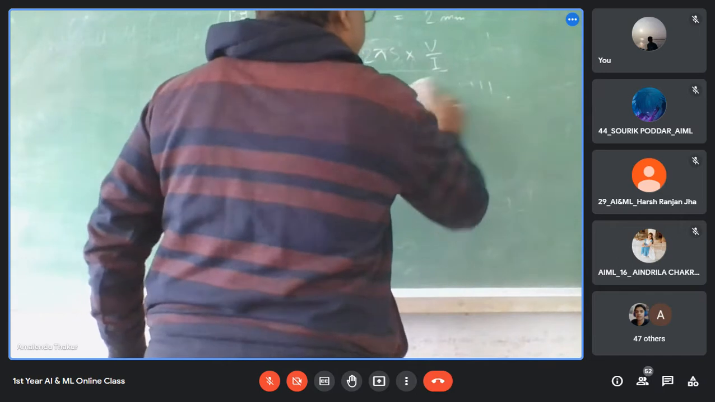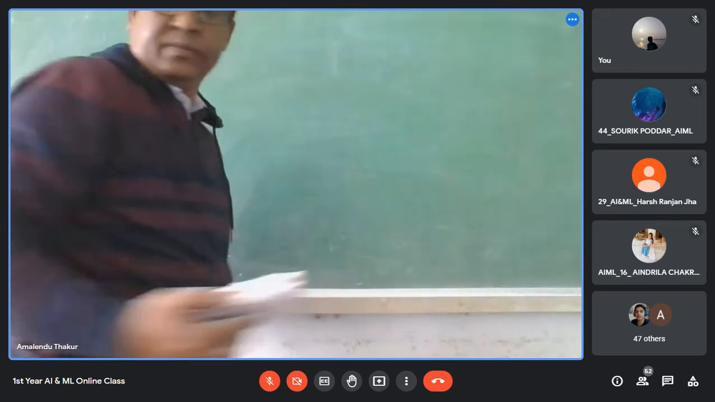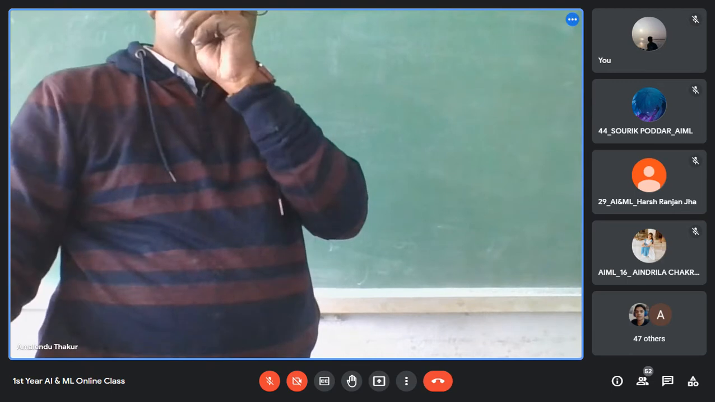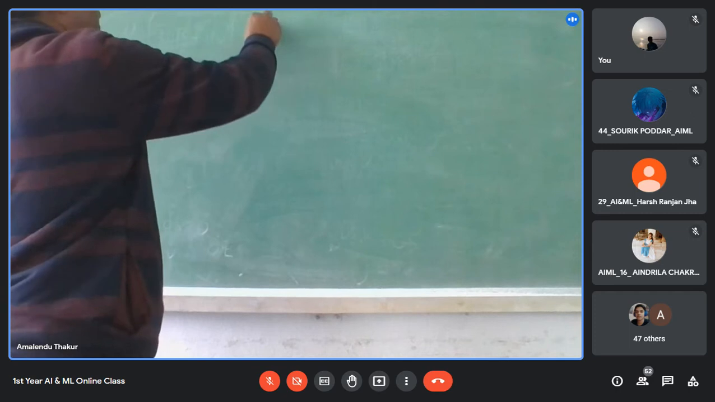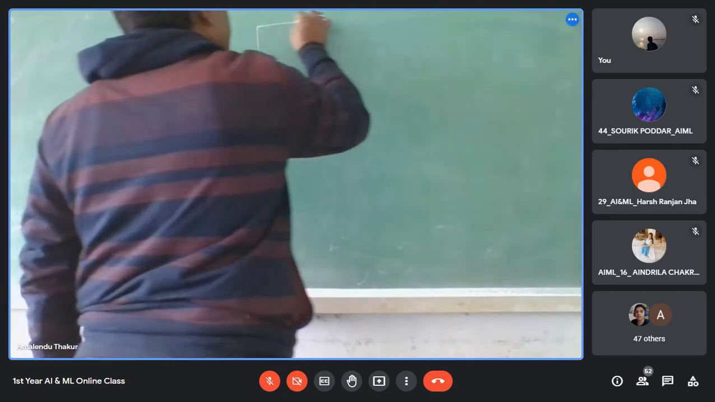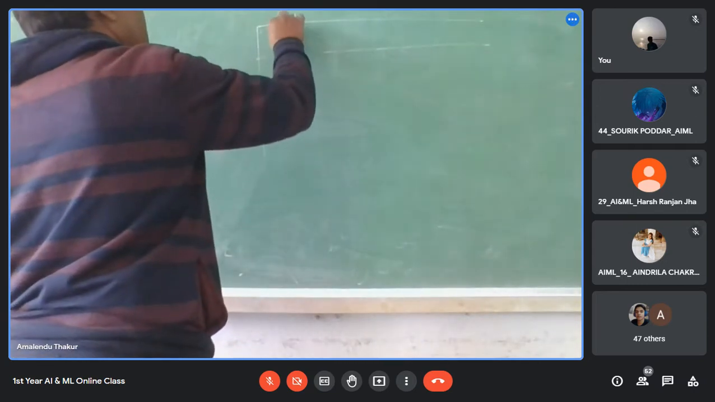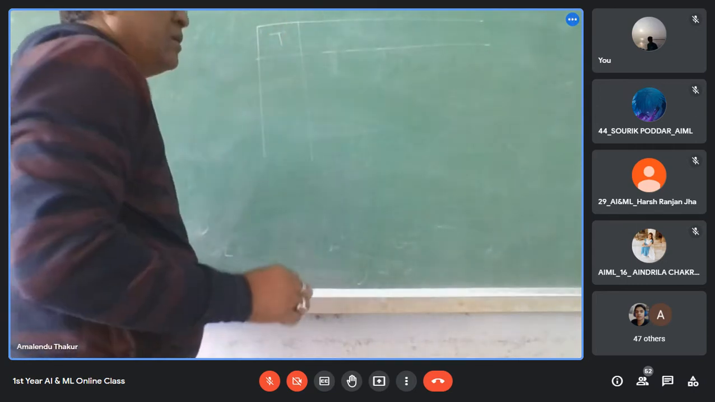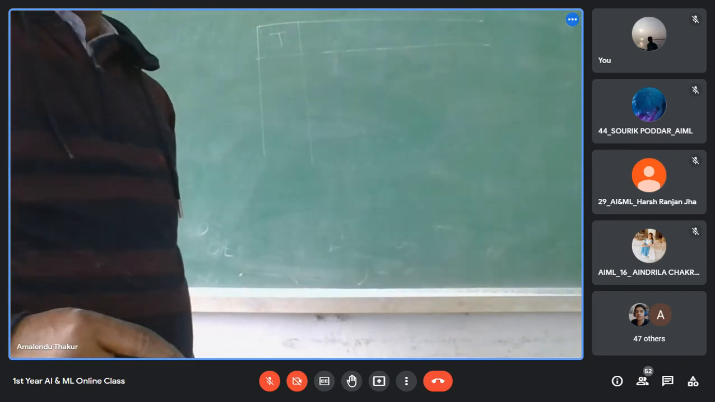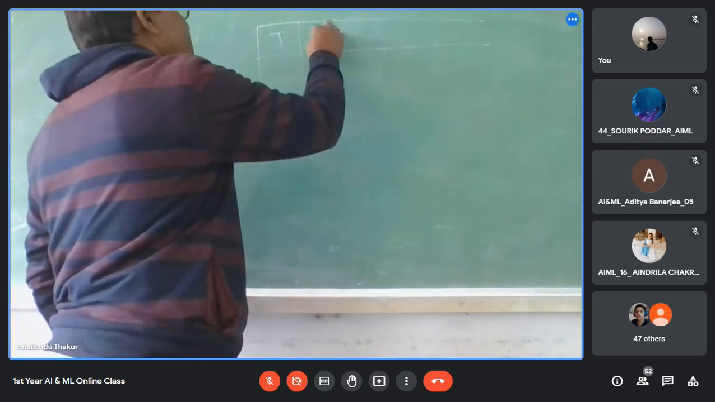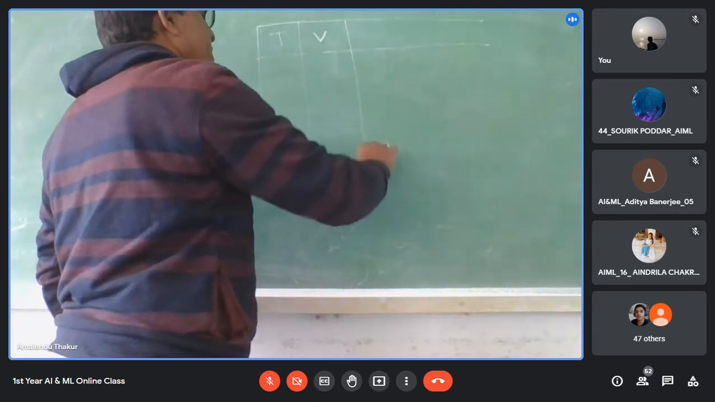So next, we draw the data in tabular form. For a particular current, we draw the table like this. First is temperature. Next is the corresponding voltage. Then what do we measure?